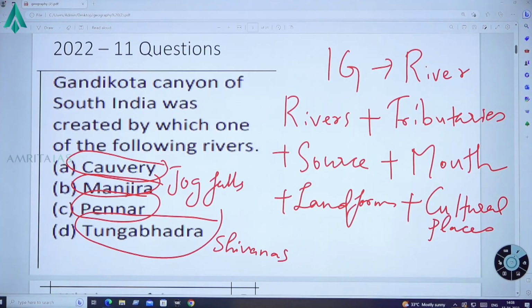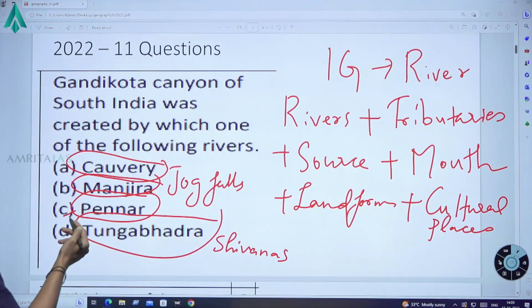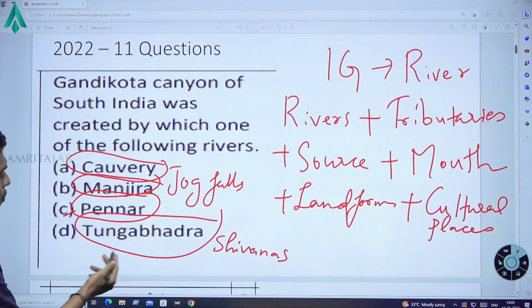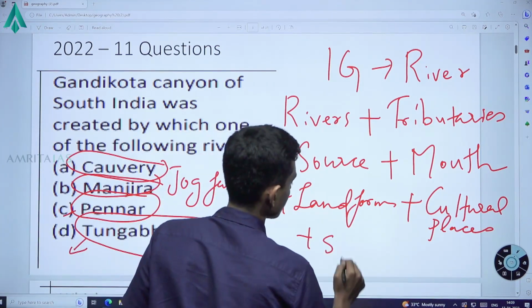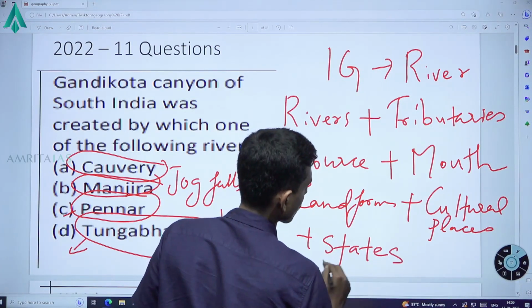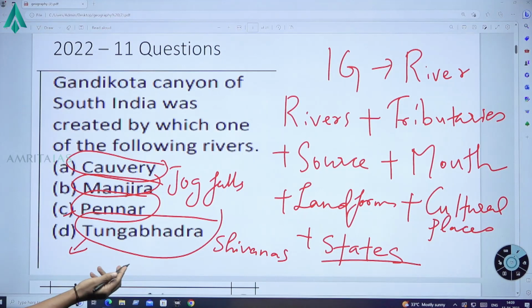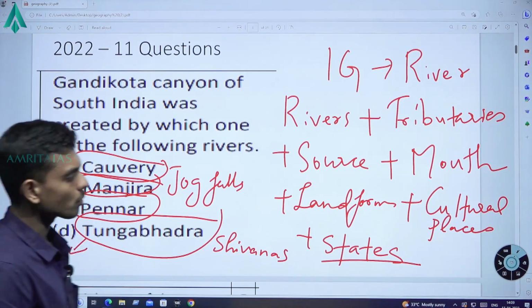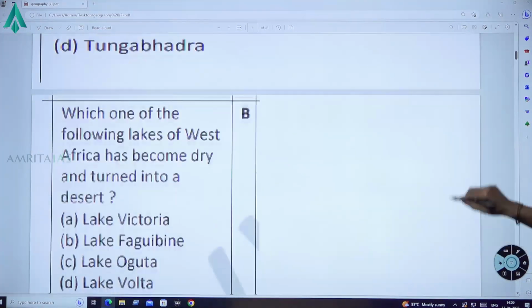Okay. So Pennar is in the news also. The answer is Pennar, and I think the Somasila Dam is being constructed on Pennar. And Tungabhadra, you should know where it is, which state, and also the states passing through it. Hampi, right? The relation between Tungabhadra and all these things. So that was the first question.